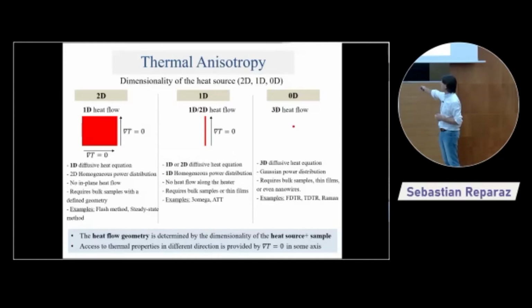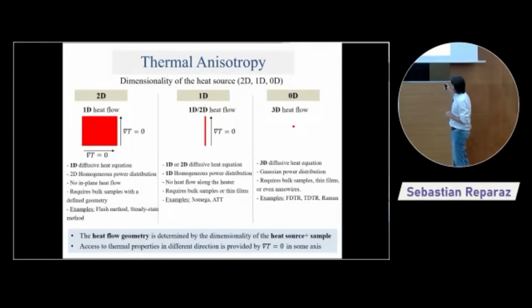What you see here, so basically you have a 2D homogeneous power distribution. As I was saying, you have no in-plane heat flow, but the problem is again the same. You require bulk samples with a very well-defined geometry, and this is nothing that we want to do, at least in my understanding inside this project. It's not something people have been interested in the last years. This has been addressed 60, 70, 80 years ago. So this does not seem to be the most interesting alternative.